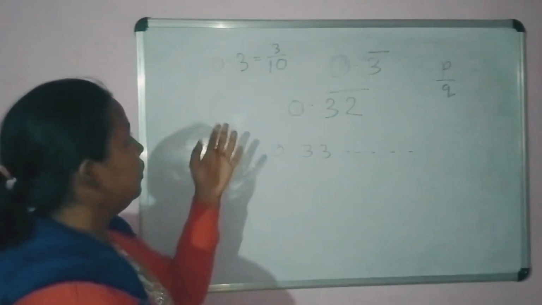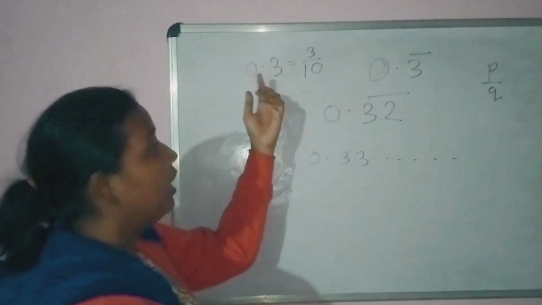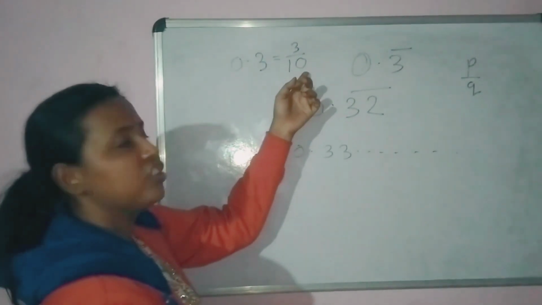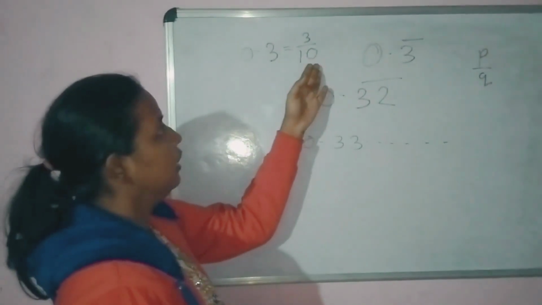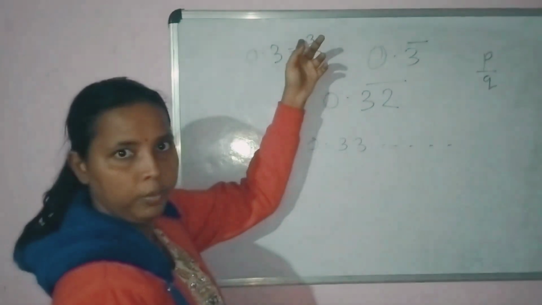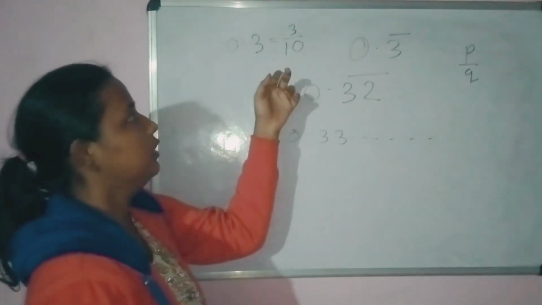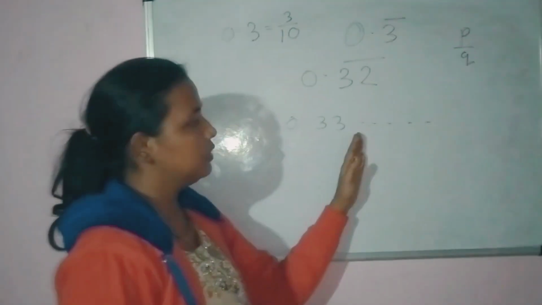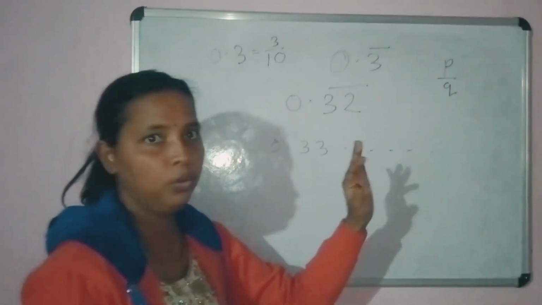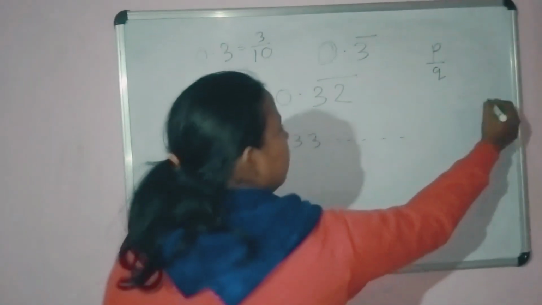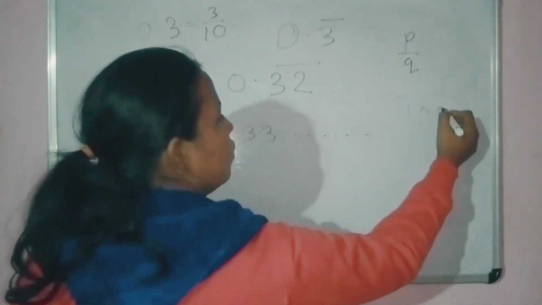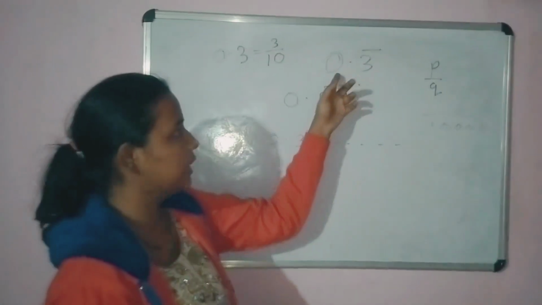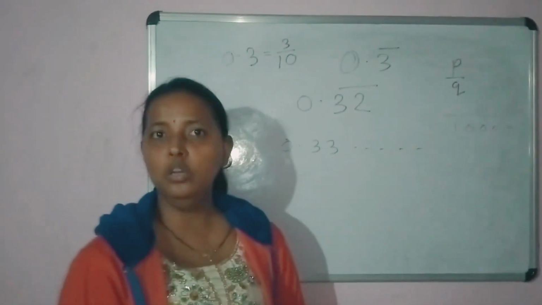For a terminating decimal, we count how many digits are present after the decimal, put that many zeros after 1 in the denominator, and write the number in the numerator. That is how we make it in the p by q form. But here we don't know when this number will end. It will continue, so we don't know how many zeros to put after 1 in the denominator. So how do we write these kinds of numbers in p by q form?